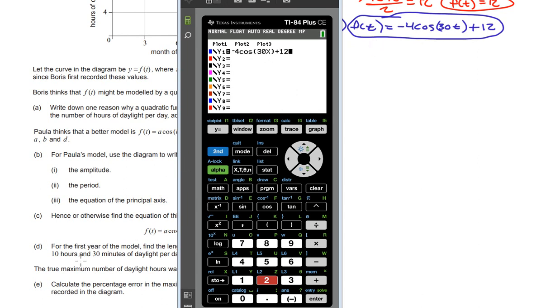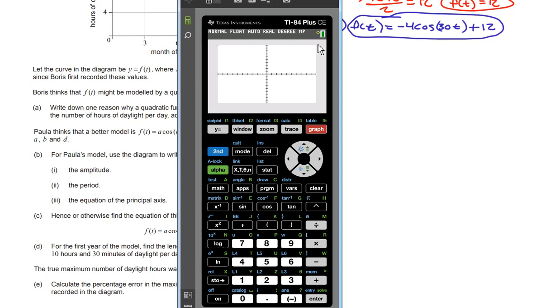And then we want to find the length of time when it's going to be more than 10 hours and 30 minutes. So 10 hours and 30 minutes is going to be 10 and a half hours. So we want to do 10.5 as the other one here. And of course, if we hit graph, 10.5 is going to be just out of reach up here. So here's part of our graph there. So we want to see a little bit higher up.